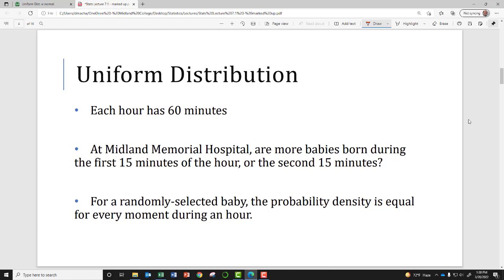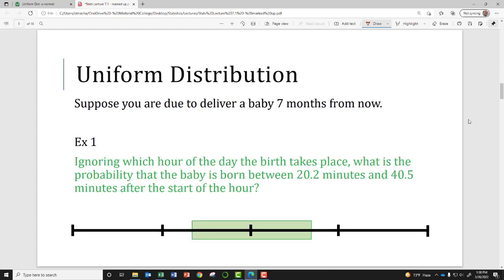So the last bullet point here says, for a randomly selected baby, the probability density is equal for every moment during the hour in which it's born. Now, suppose you're going to deliver a baby 7 months from now. Ignoring which hour of the day the birth takes place, what is the probability that the baby is going to be born between 20.2 minutes and 40.5 minutes after the start of the hour?